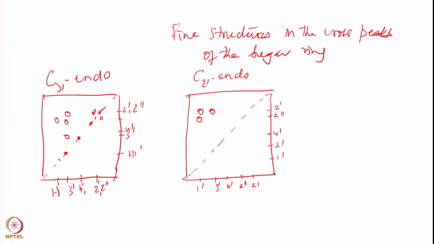Now, how do we measure the coupling constants? The fine structures contain this information. All of these peaks have fine structures, and the fine structures will have the information about the coupling constants. So, how do we measure these coupling constants? In order to do that, we must understand what the fine structures in these peaks are. Okay. So, let us take a particular peak, let us say cross peak 1' 2'', for a C2' endo geometry.